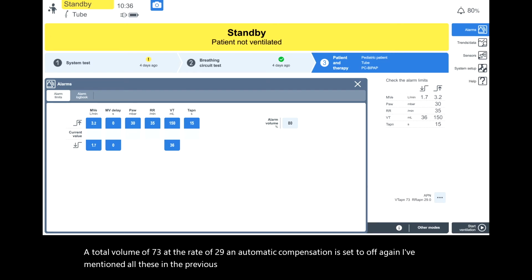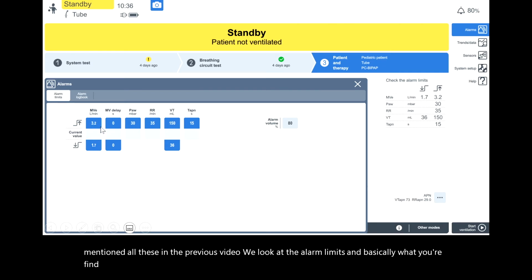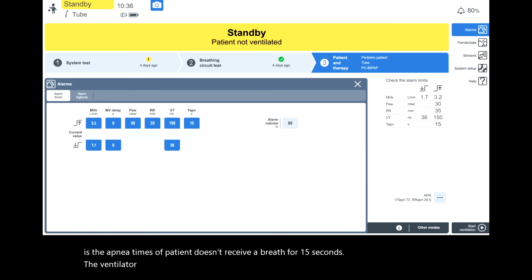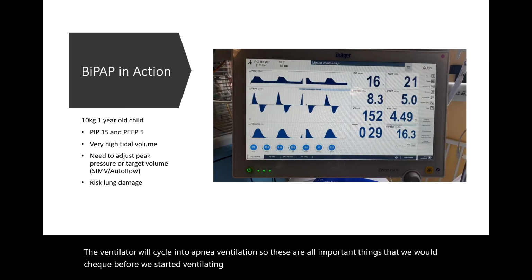We look at the alarm limits, and basically what you'll find here is that you'll get minute volume and tidal volume alarms, which are very important, as is the apnea time. So if a patient doesn't receive a breath for 15 seconds, the ventilator will cycle into apnea ventilation. So these are all important things that we would check before we started ventilating the patient, and obviously during.